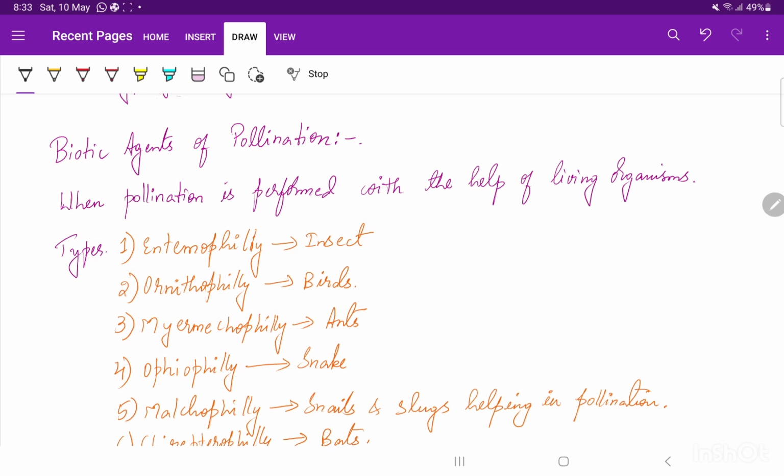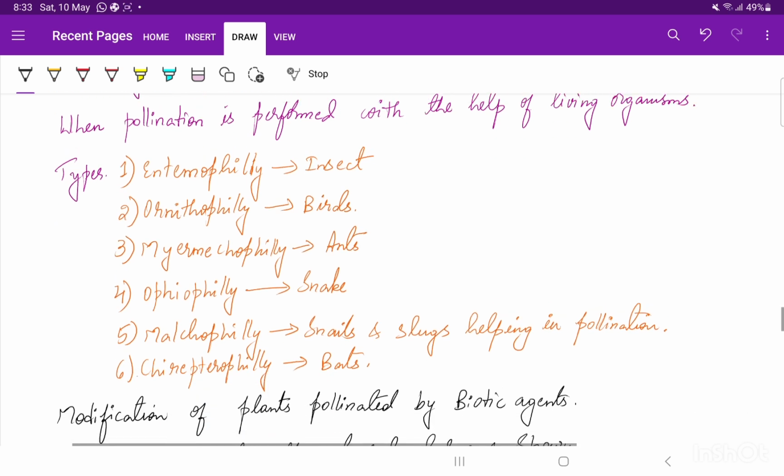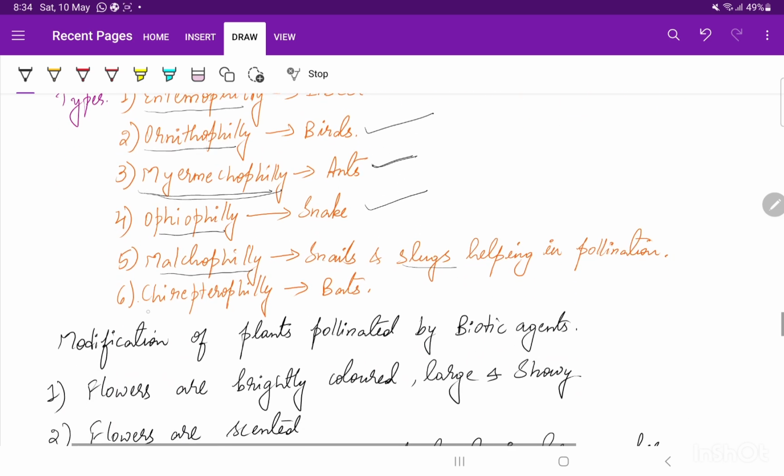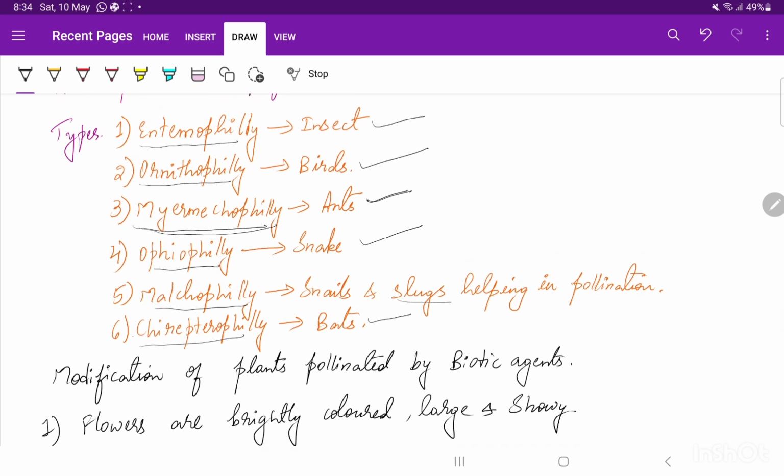Now, water and wind are the abiotic factors. What are the biotic agents for pollination? When pollination is performed with the help of living organisms, there are 6 types as mentioned. Entomophily by insects, ornithophily by birds, Myrmecophily by ants, Ophiophily by snakes, Malacophily by snails and slugs, Chiropterophily by bats. Okay, just go through the names. It is very easy to understand and easy to remember also.